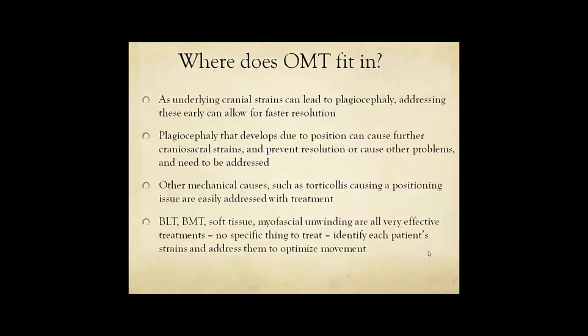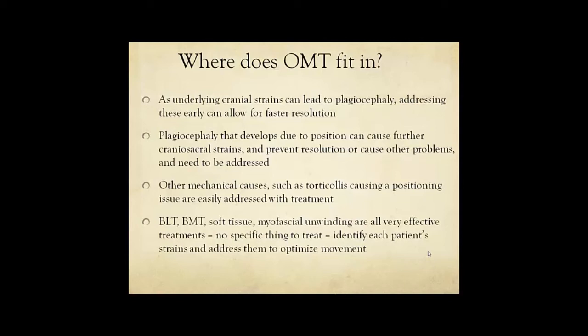BMT, which is balanced membranous tension, which is the term we tend to use more when we're treating cranial versus the rest of the body. Soft tissue treatments, myofascial unwinding, all of these are really effective treatments. There's no specific treatment to do. It's the idea of identifying the different strains and addressing them to optimize the movement. Of note, patients receiving helmet therapy should still be treated with OMT. They really work well in conjunction with one another, and ideally the helmet adjustments should happen after they've been treated with OMT so that you're getting everything working a little more fluidly.